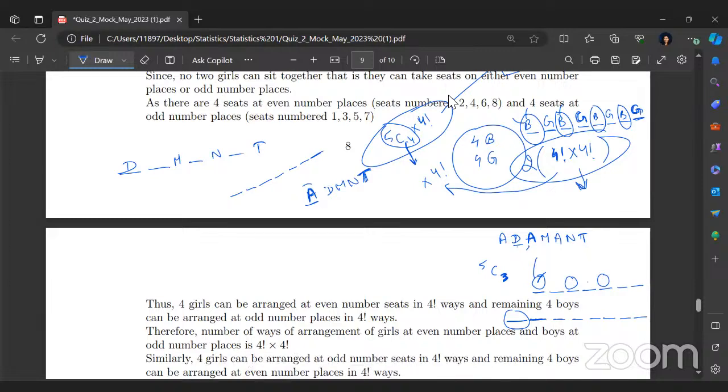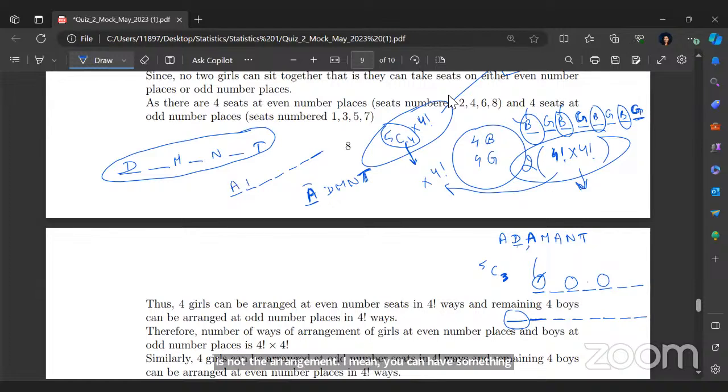Okay, so if you have fixed this, right? But it is possible that this is not the arrangement. You can have something like A, D, A, N, T, A, M. This would also work, right? Yeah, then this will also work. This is also one possibility.